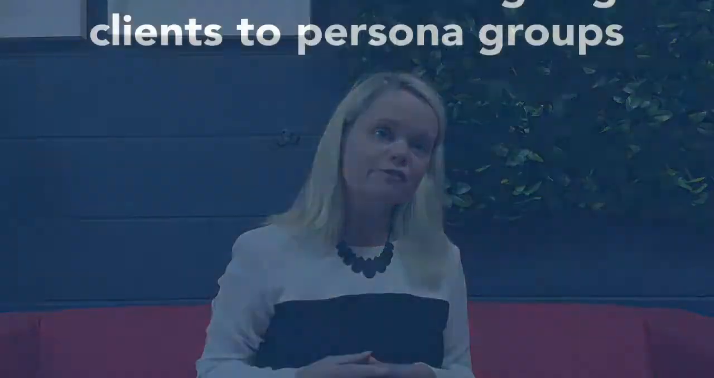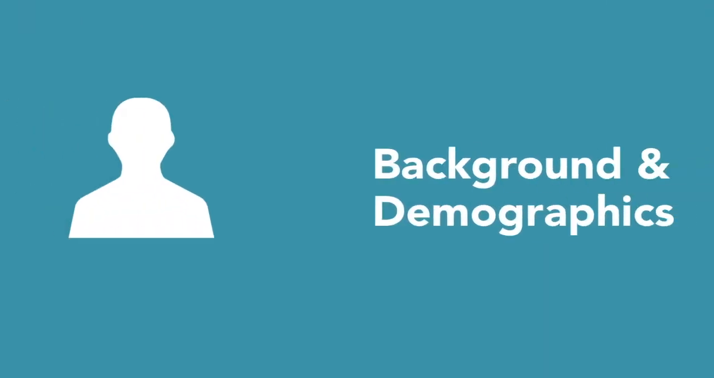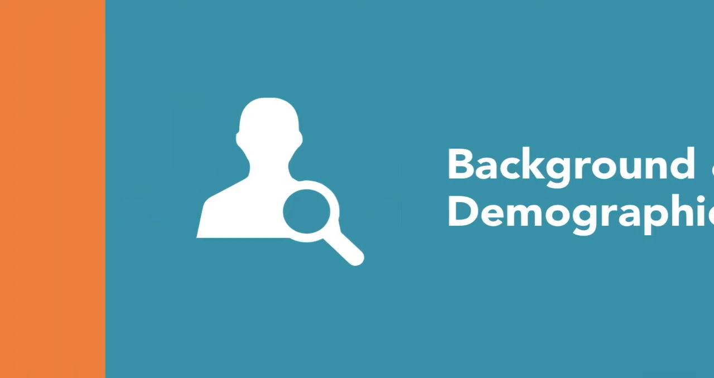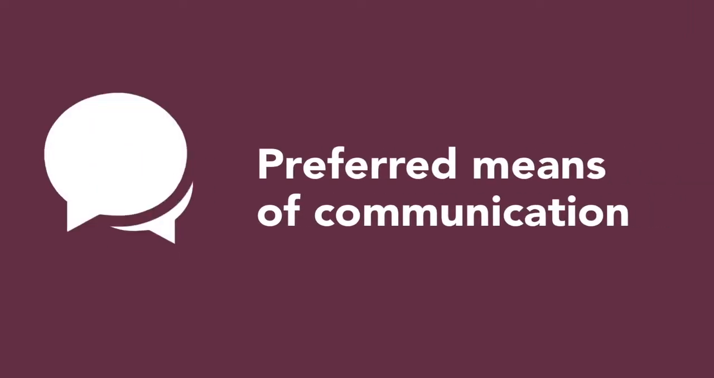So we're in the B2B sector. We have 6 persona groups and we use 5 key criteria when assigning clients to persona groups: background and demographics, education, client demeanor or how they do business, and within this particular one we include preferred means of communication, digital use and understanding, and business challenges. So bringing you through each of these in a little bit more detail.